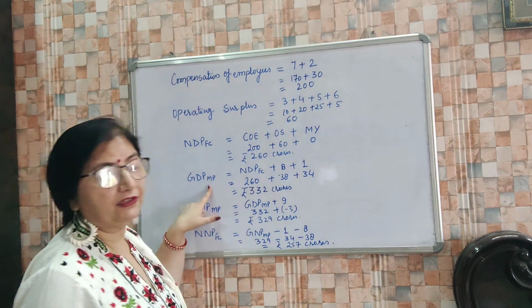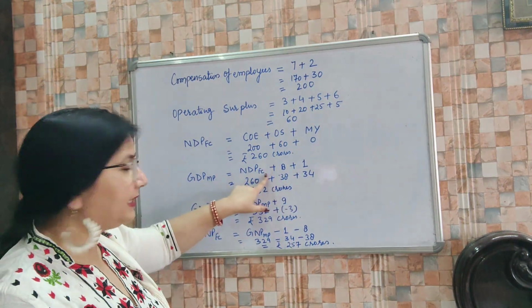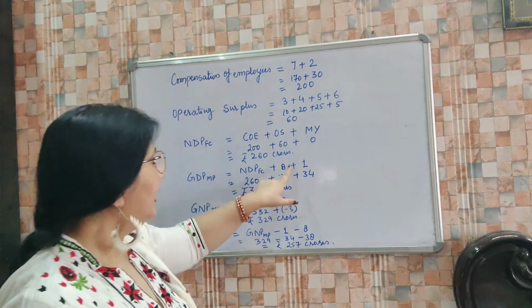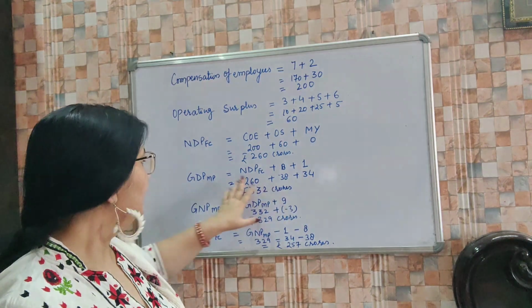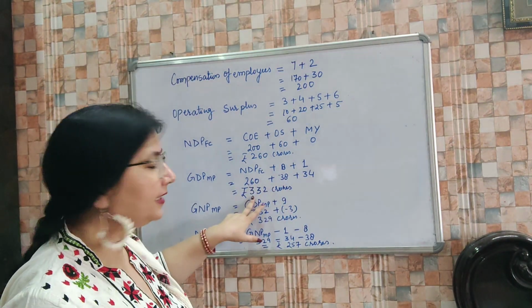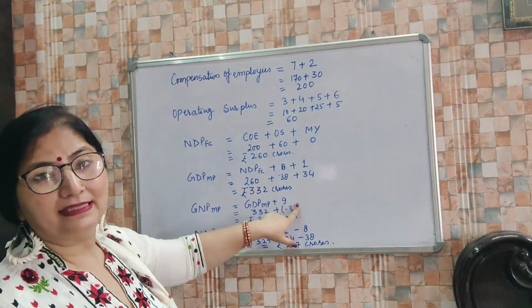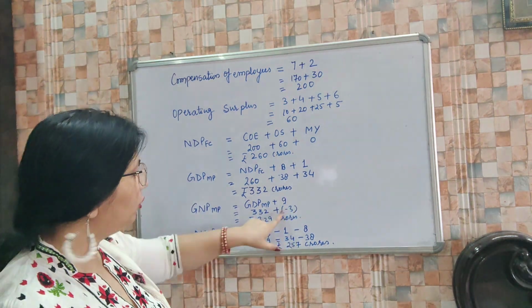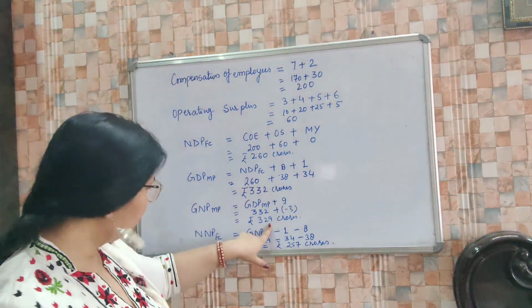Now the first aggregate which we have to calculate is GDP at MP. So NDP at FC will be taken as a raw material, and then the eighth and first item will be added. Then it will become 332 crores. Now GNP at MP, GDP at MP plus the ninth item will be added, and the value of it is minus 3. So it will become 329 crores.